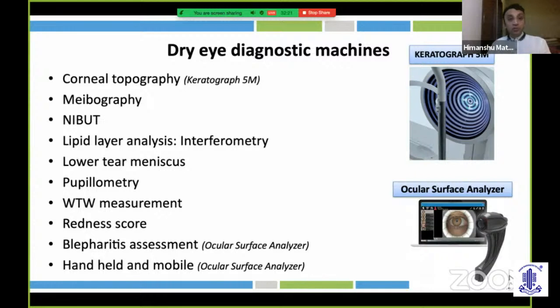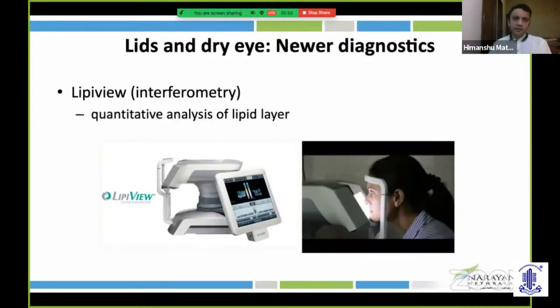Keratograph can do topography and also meibography, and non-invasive tear film breakup time. It can do interferometry and lipid layer analysis, tear meniscus measurement, pupillometry, white to white measurement, redness score, and it can take a diffuse picture also. The Ocular Surface Analyzer does not have a topographer, but can be quite mobile and handheld, and can help you with the blepharitis assessment also. Such devices can certainly bring a huge amount of value to our diagnosis.